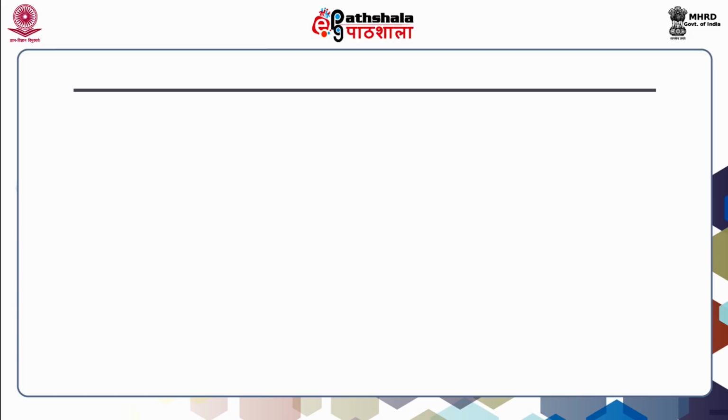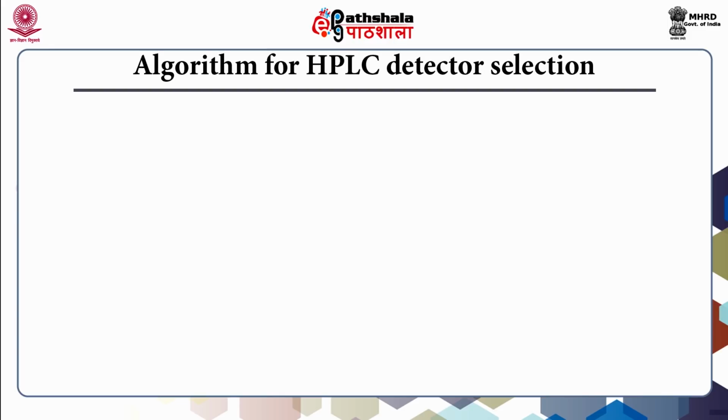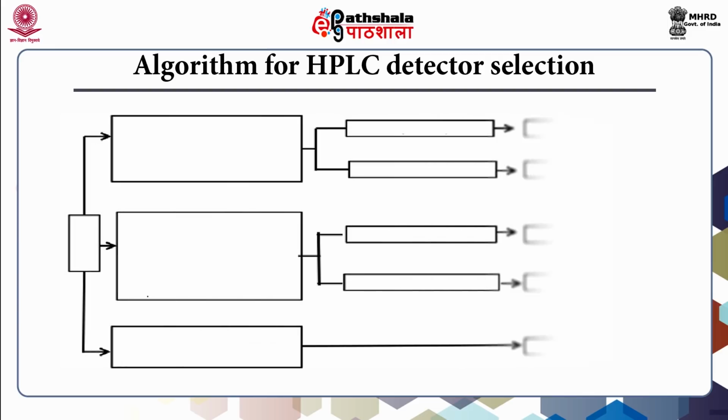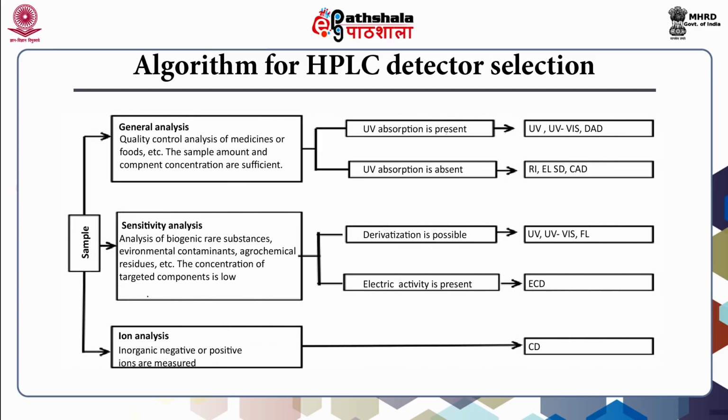In the next slide, we will discuss how to choose which kind of HPLC detector system we have to use. So, in this slide, I am showing one algorithm by which we can select different HPLC detectors. Based on the compounds and their properties, we can choose a specific detector among different detectors. This particular algorithm helps to select the best detector for HPLC analysis.